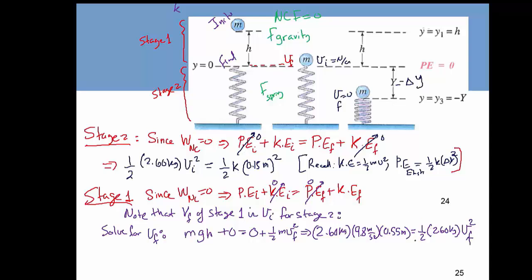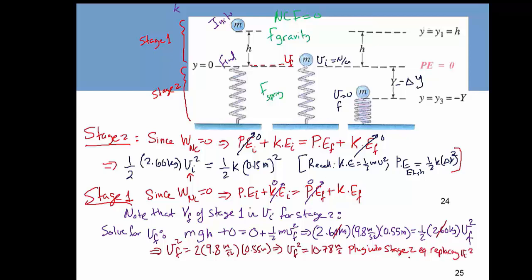You can see here that 2.6 kilograms will cancel out on both sides of the equation, and we'll solve for V final squared, which is equal to 2 times 9.8 meters per second squared times 0.55 meters, so this will yield 10.78 meters squared per second squared. So we'll take this value and substitute it for V initial squared in stage 2. So plug it into the stage 2 equation, replacing V initial squared. Recall that the final velocity for stage 1 is the initial velocity for stage 2.